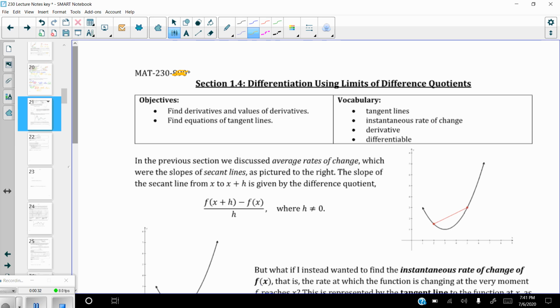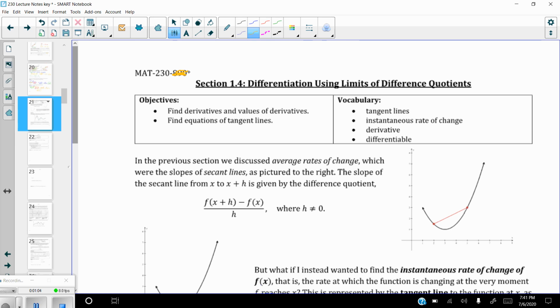Some of the vocabulary we're going to talk about are tangent lines, instantaneous rates of change, which we did mention in the previous section, the derivative, and then the word differentiable, which again just means that you can actually take the derivative, that there's a way to find the derivative at a specific place. Okay, this is going to be much more concept based. Yes, we're going to be doing some problems and there will be some algebra, but it is definitely very concept based. So this is a really important lesson.